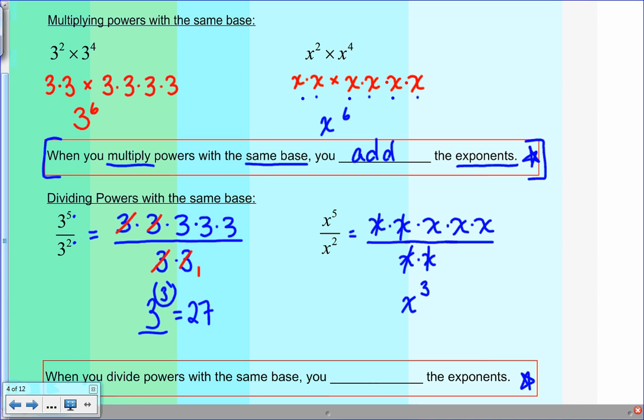It says here when you divide powers with the same base, you do something with the exponents, and that something is subtract. So we had 5 minus 2 gives us 3. Same thing here, 5 minus 2 gives us 3 with the 3's. You can do that also with other powers, but let's move on to the next rule.